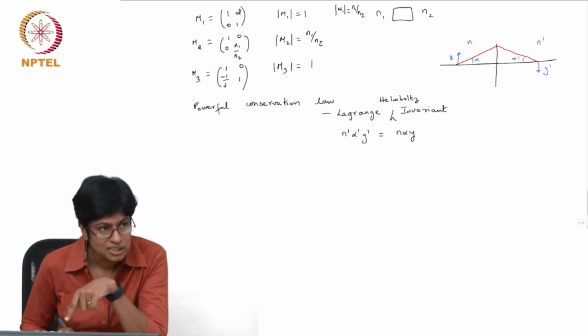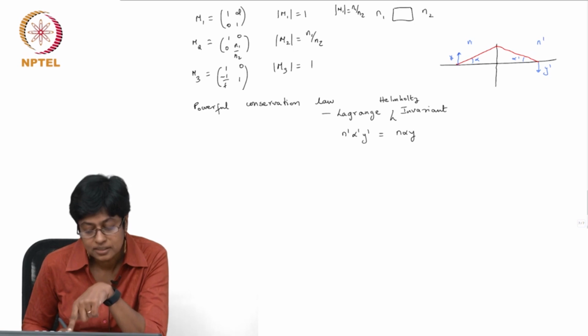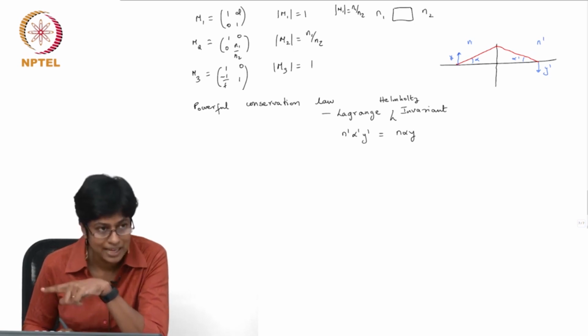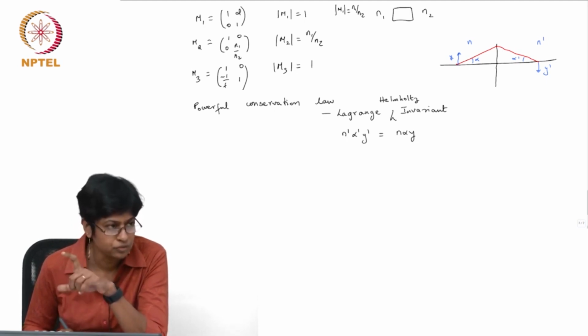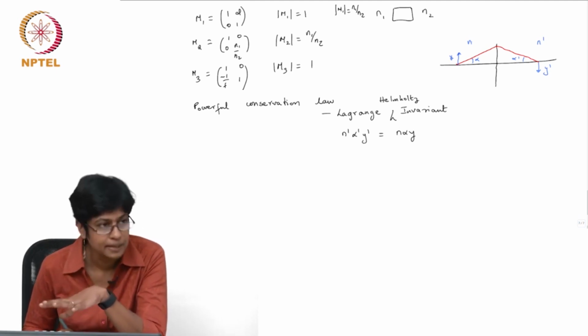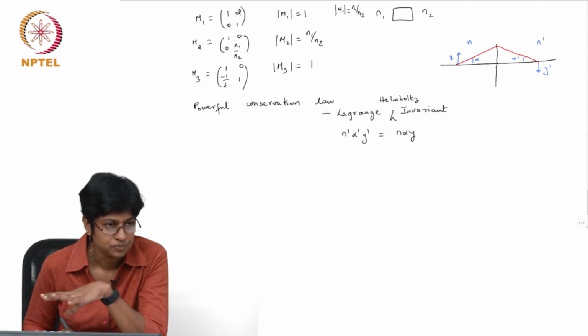So, what is this constant? It is the product of the refractive index in that space, the angle that the axial ray makes with the optical axis, and the dimension of the field at that point. That stays the same throughout the optical system. Okay? So, you can derive this using matrix methods.